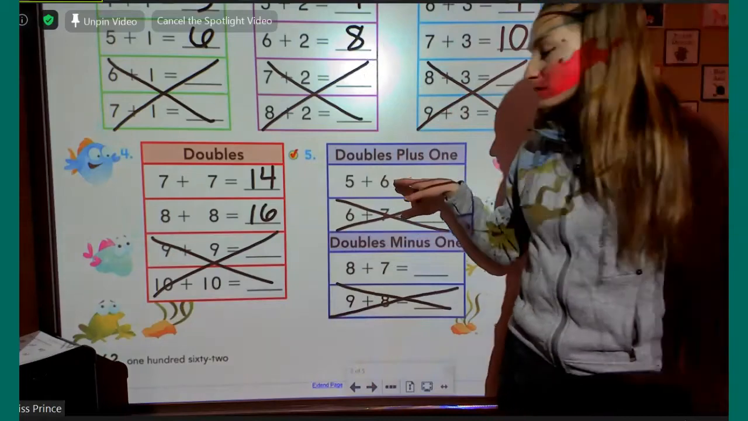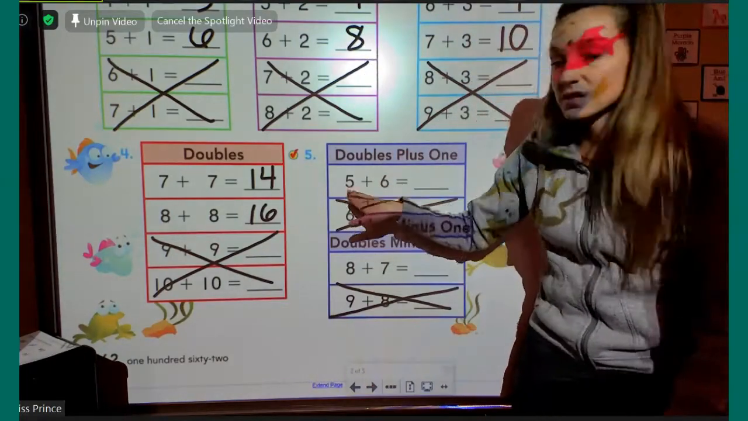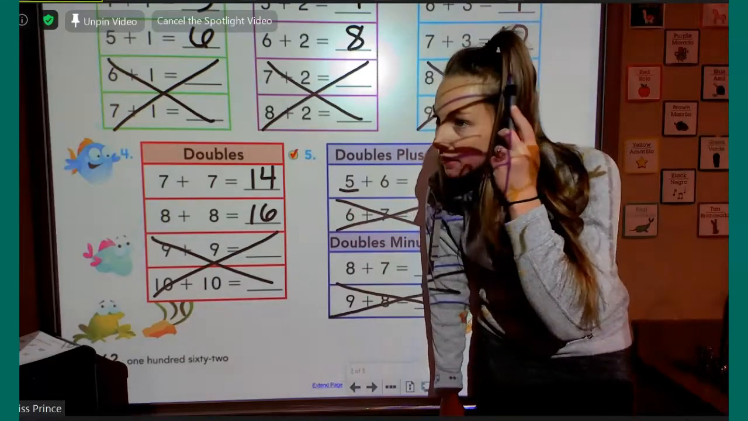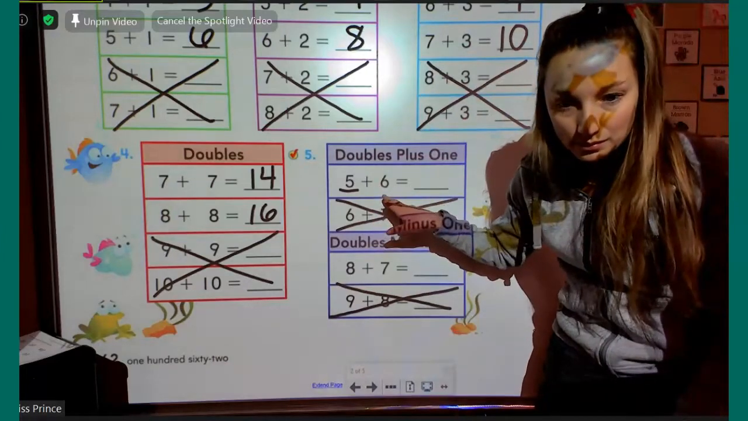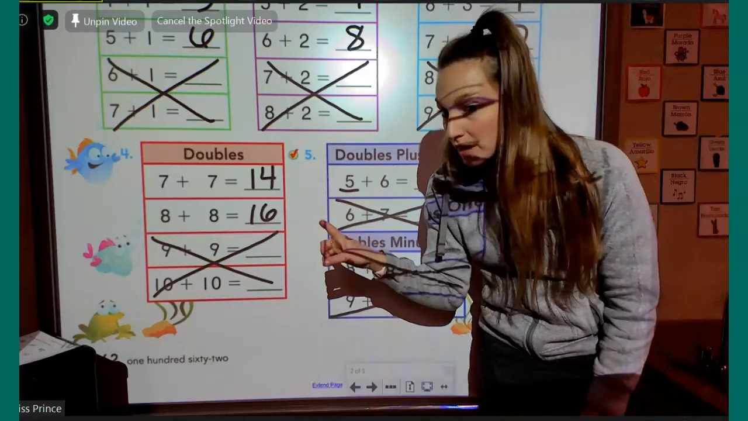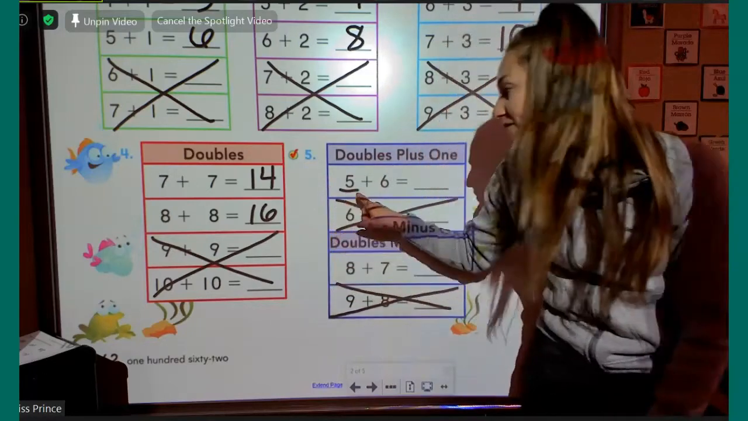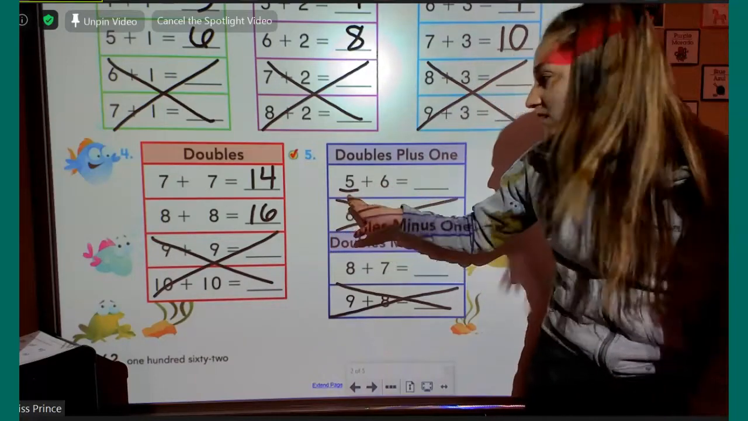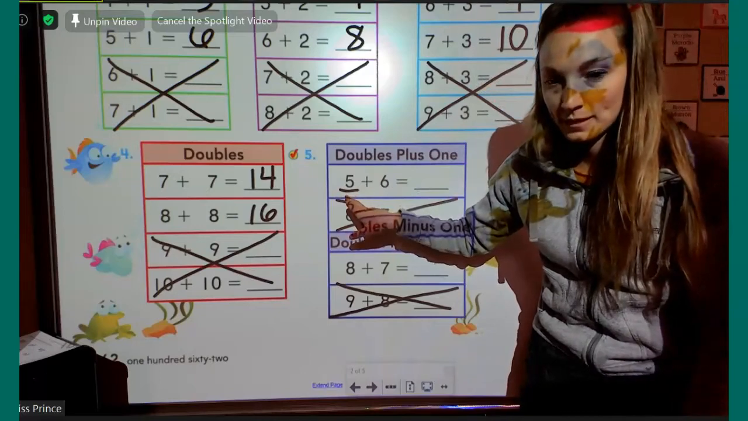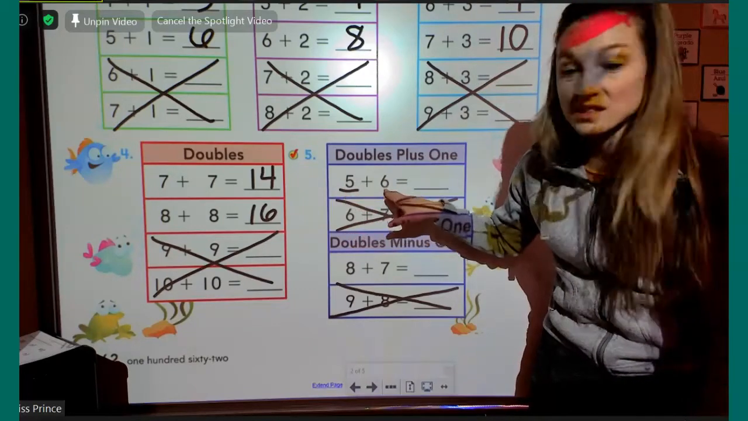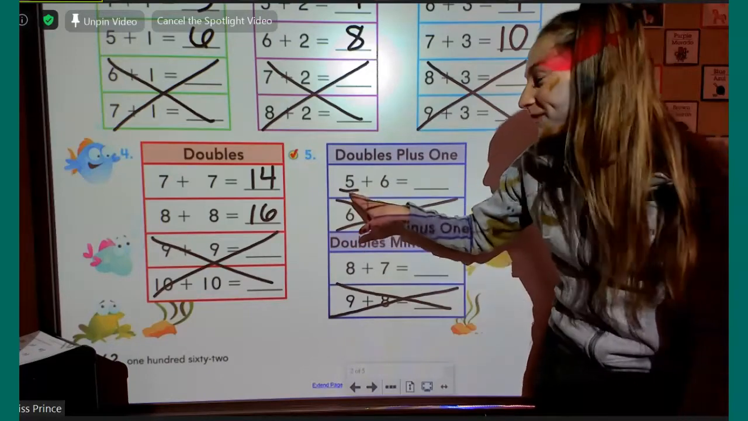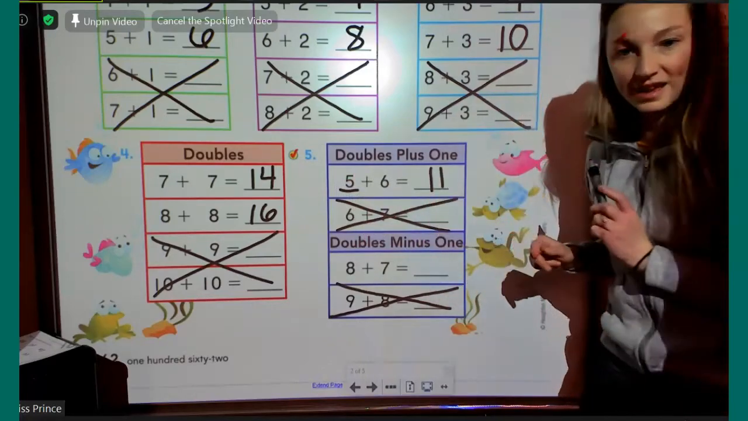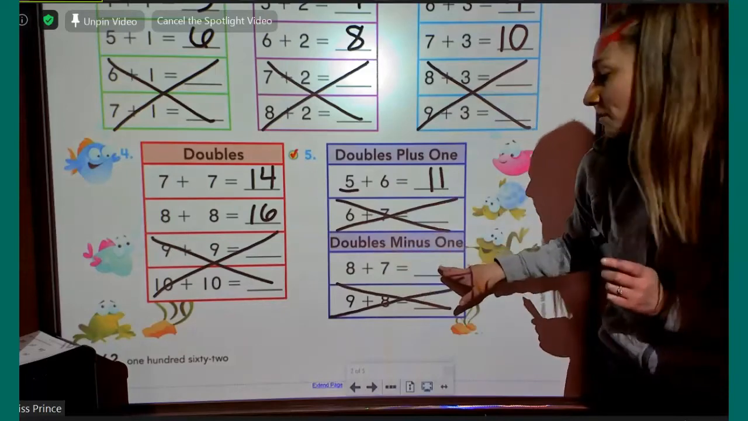Okay, doubles plus 1. Remember, choose the smaller number. That's the one we double. So think about 5 plus 5. But this is plus 1. So 5 plus 5 plus 1 more number. If we know 5 plus 5, we just add 1 more. So, Zayden, what is 5 plus 5? 10. But this is a 6, it's not a 5. Good job. So 5 plus 5 is 10, plus 1 more is 11. Good job, Zayden.